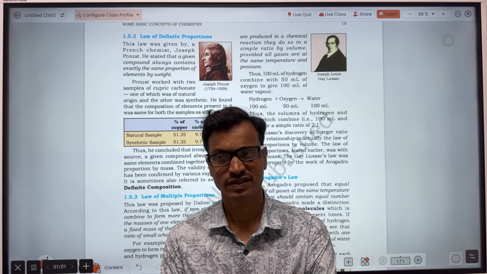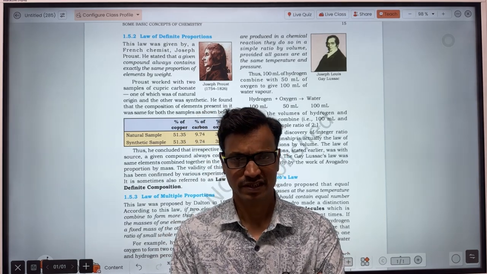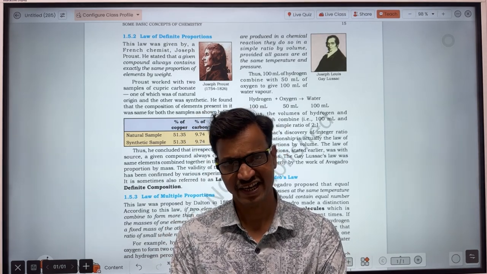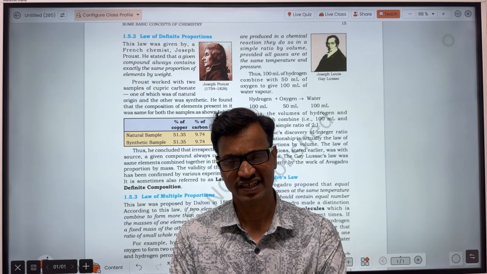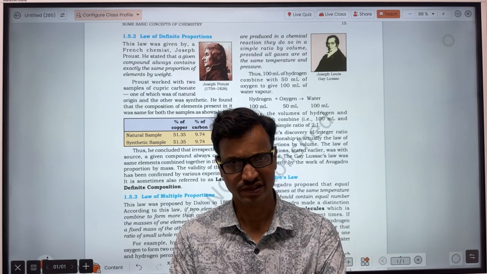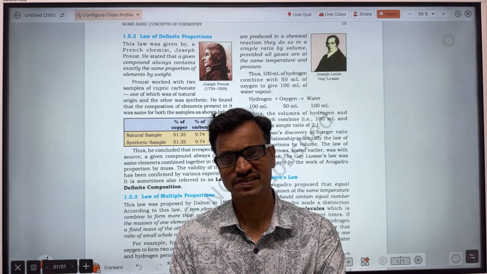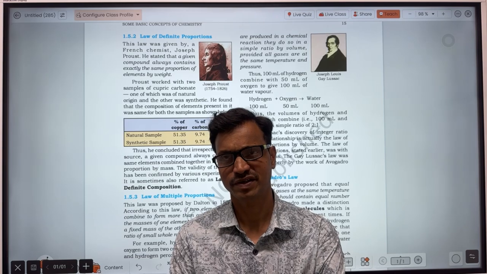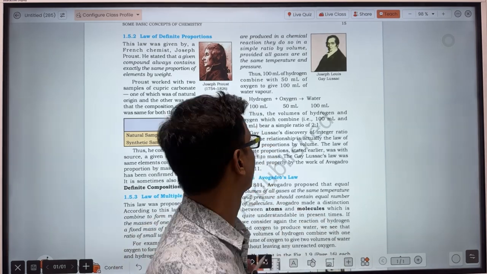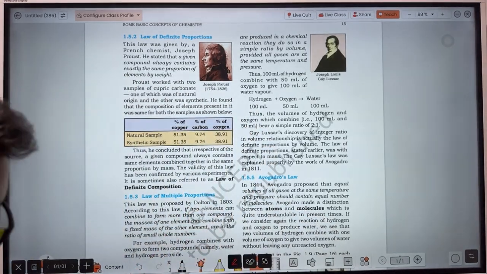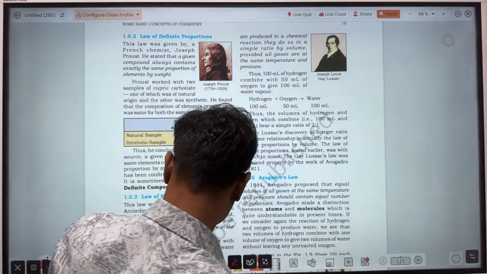The ratio of the volume occupied by the gaseous reactants, as well as any one of the gaseous reactants and the product, will always be a simple whole number ratio. Okay, now that was about Gay-Lussac's law of gaseous volume. Then after is Avogadro's law.